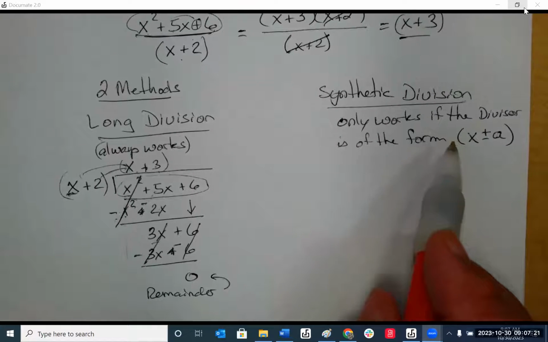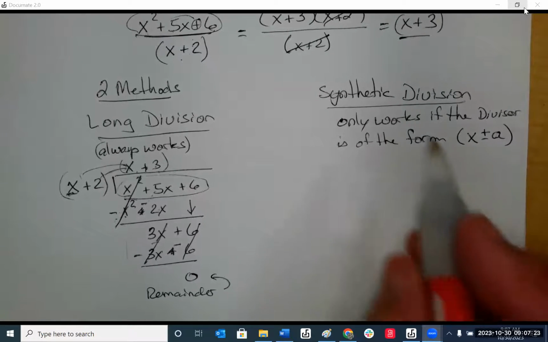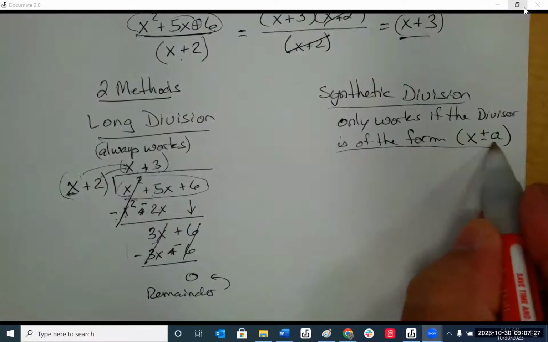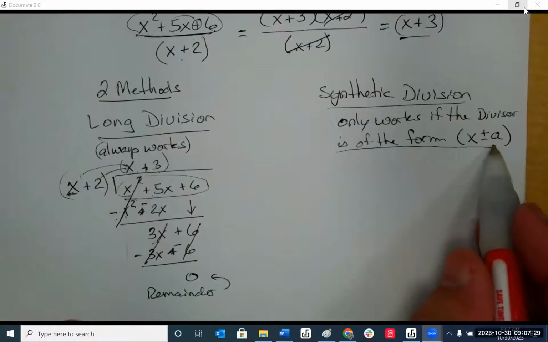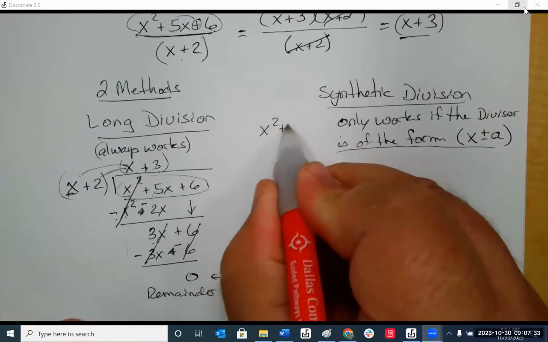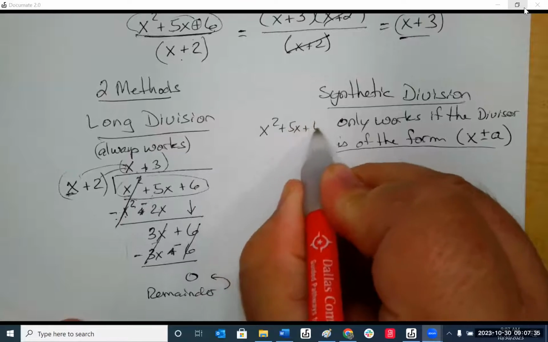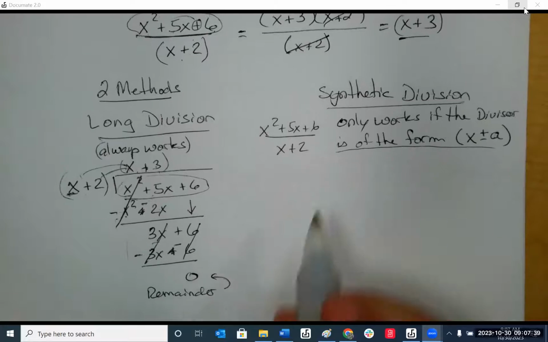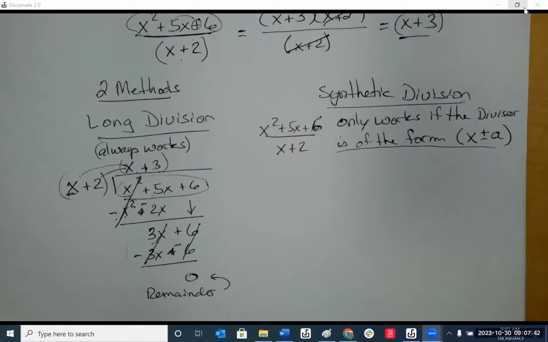So let's look at synthetic division. Synthetic division only works if the denominator is of the form x plus or minus a number. And sure enough, it is. The expression is x squared plus 5x plus 6, and the denominator is x plus 2. So it fits, so we can use synthetic division.